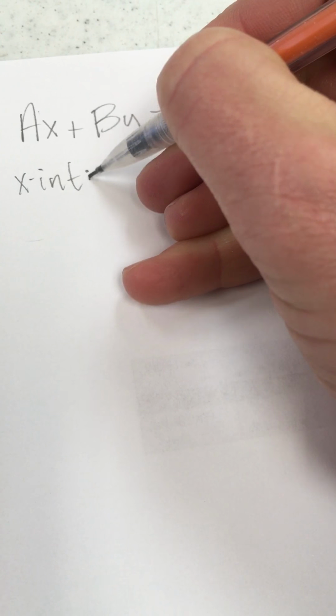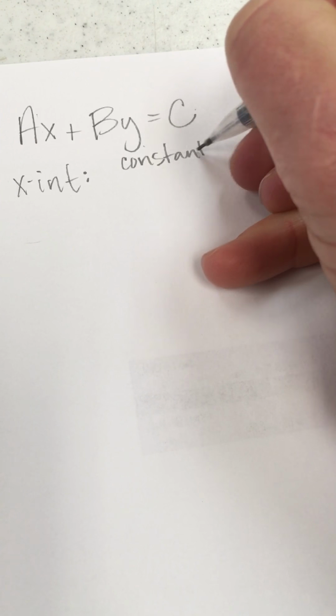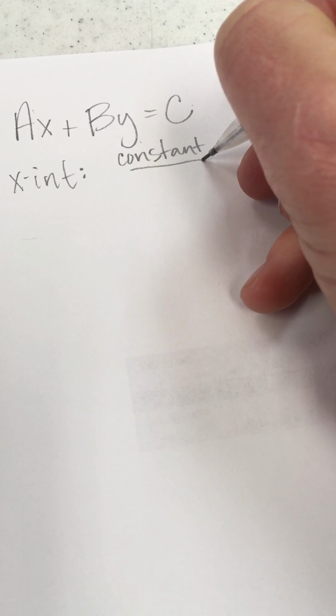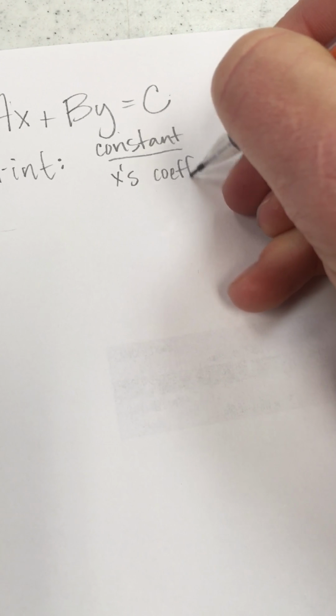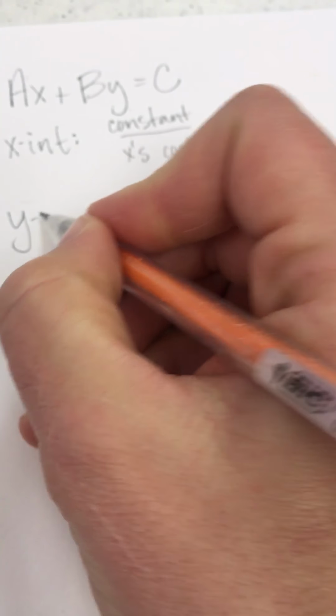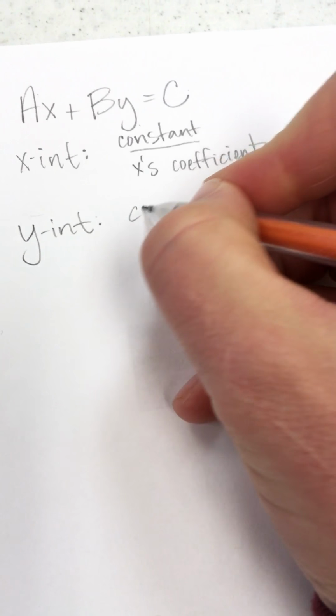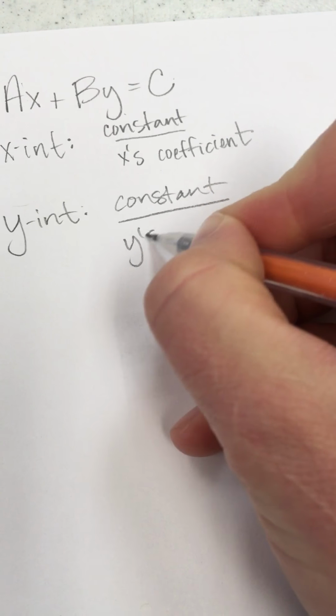So to find the x-intercept, you're going to take the constant, remember he's the one without the variable, divided by x's coefficient. He's the one in front of x. Okay, then to find your y-intercept, it's the same thing, but now you're just doing y's coefficient. So you're taking the constant divided by y's coefficient.